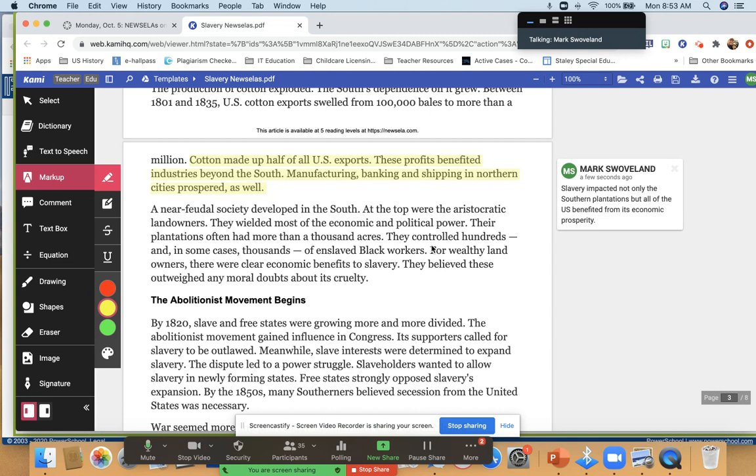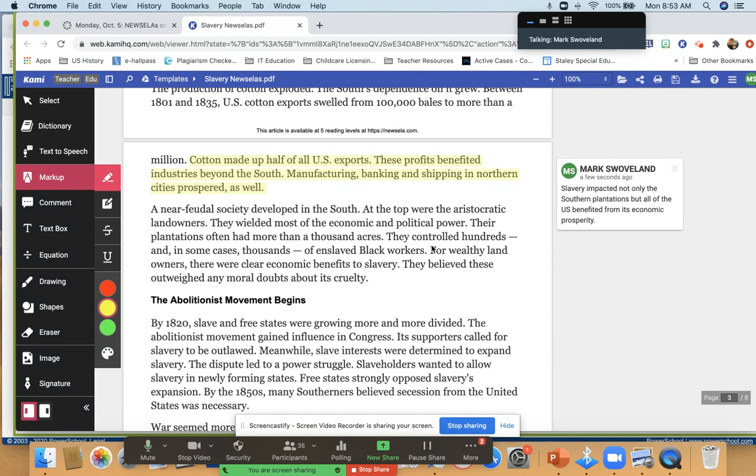Let's keep going. So a near feudal society developed in the South. And a feudal society is what we had during the Middle Ages, where you have like a king or some sort of nobility on top, and then very poor people who are basically in many ways enslaved beneath them. At the top were aristocratic landowners.